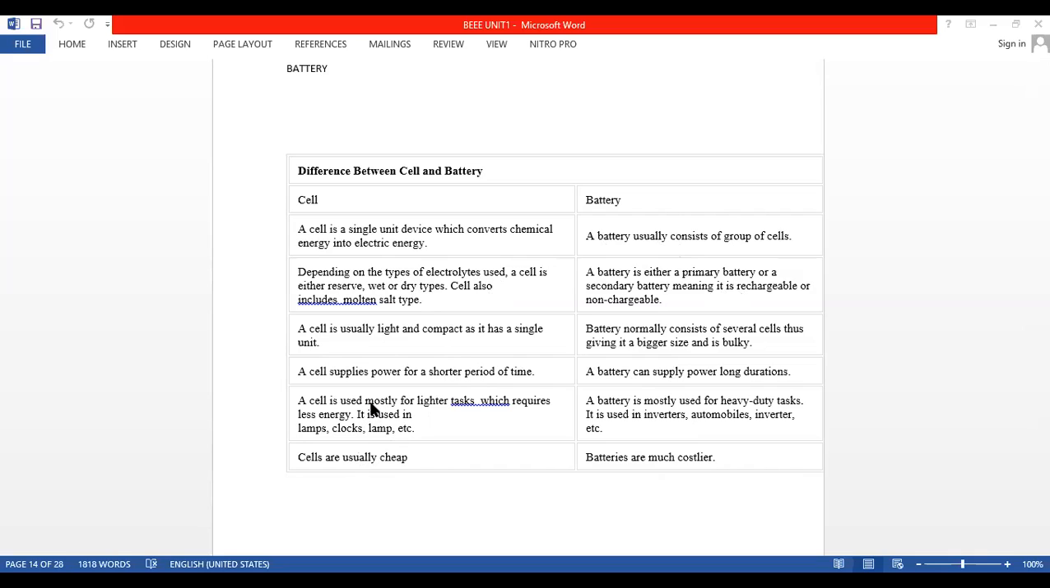A cell is used in torchlights, lamps, etc. But the battery is used in automobiles. Battery is much costlier than a cell. So now we move on after this simple difference. What are the different types of cells or batteries we have?